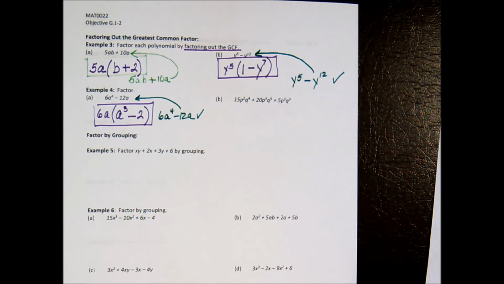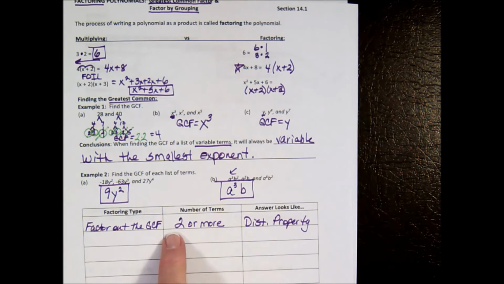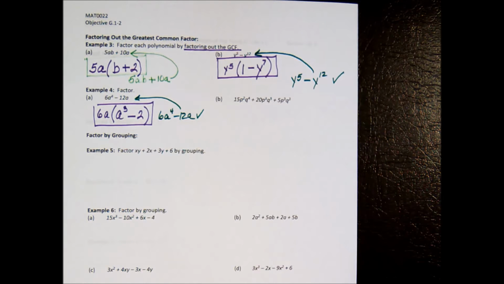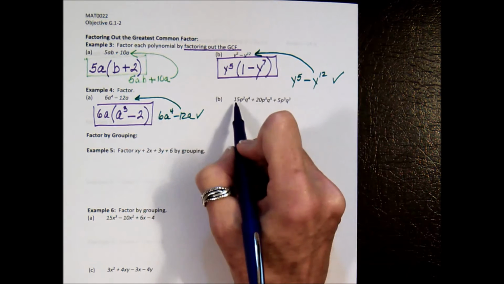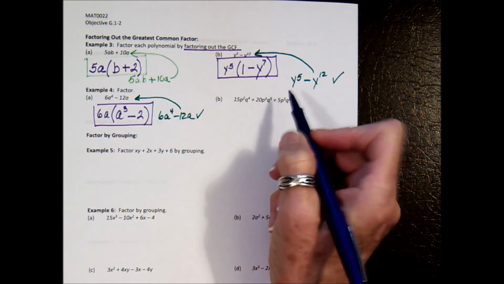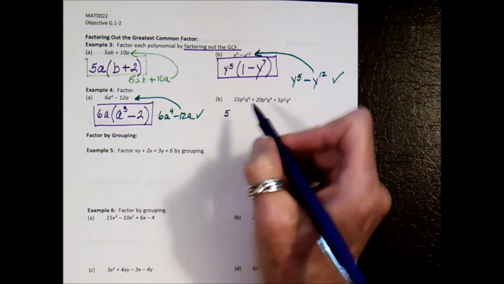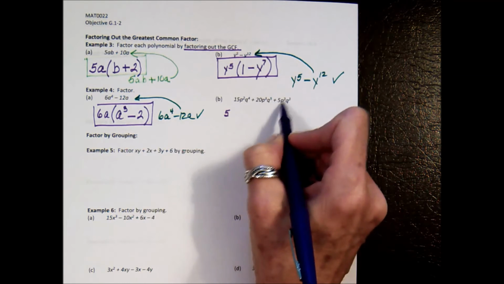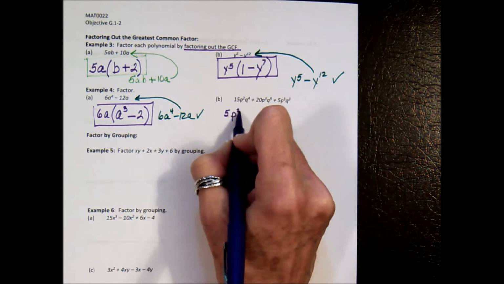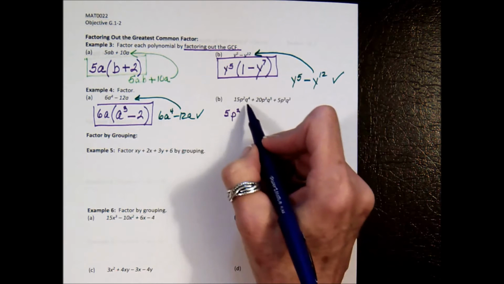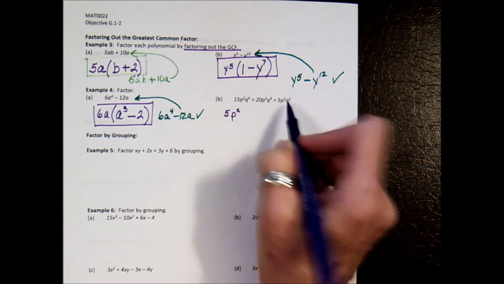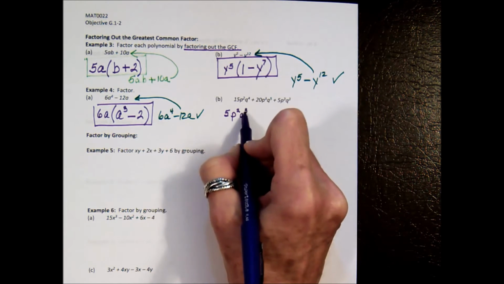All right, remember on our chart, let me bring it back a second, we said you can have 2 or more terms. Well, this one is an example of one that has 3 terms. So I have to look at the GCF of all 3 terms. Let's start with the numbers. What goes into 15, 20, and 5? 5. P squared, P cubed, and P cubed. The GCF is P squared. How about Q to the 4th, Q to the 5th, and Q cubed? Q cubed. Now put your parentheses.